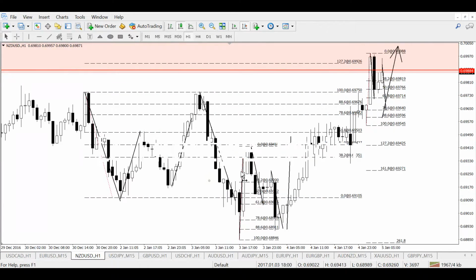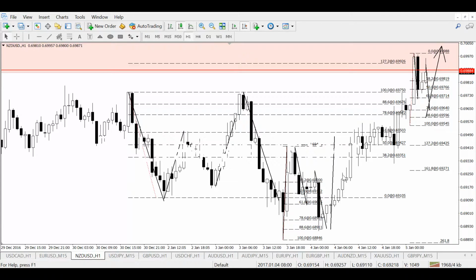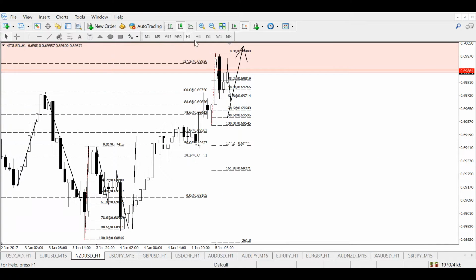So two setups happened consecutively for the Kiwi against the US dollar. So that could be what you have missed. What's happening right now, right?